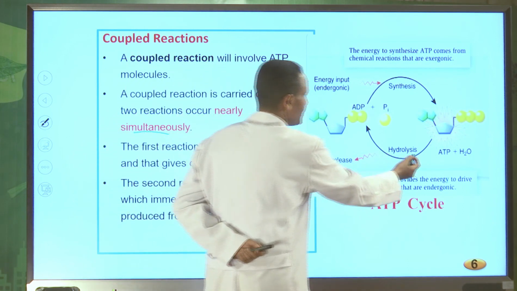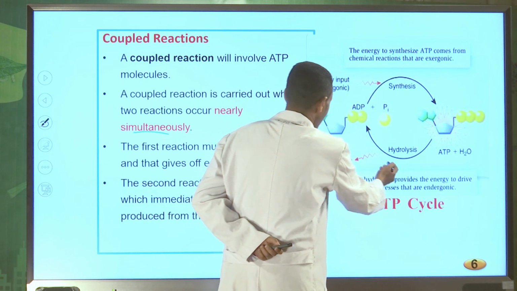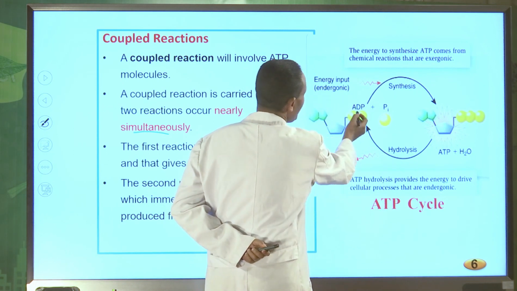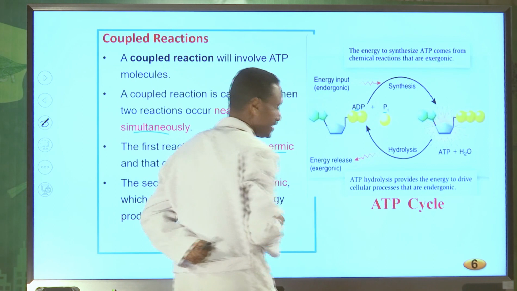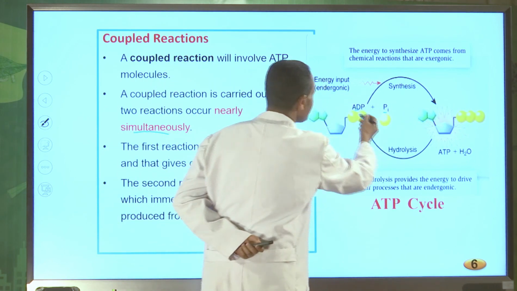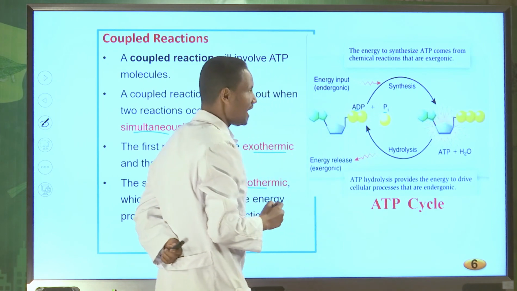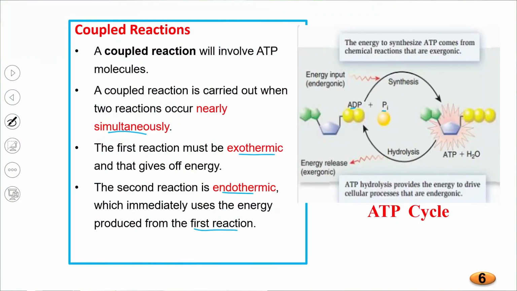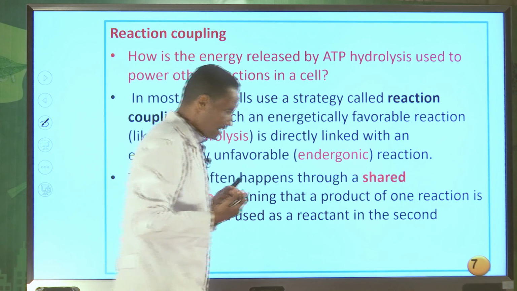Now, if you take this one, when ATP is hydrolyzed, it can be converted into ADP and inorganic phosphate. Now, in the second reaction, when ATP is synthesized, this ADP can be used as an intermediate, and it produces ATP. This is how the two reactions, the hydrolysis of ATP and the synthesis of ATP, take place nearly simultaneously. This process of reaction can be called coupled reactions.